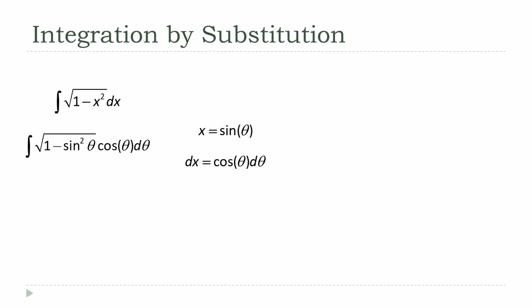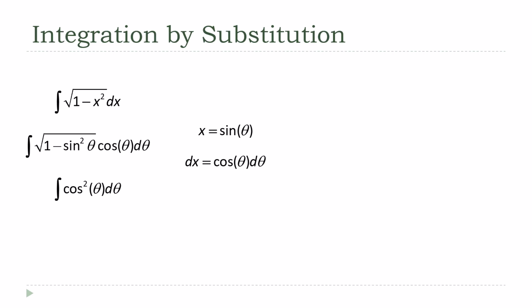Now, here's why I did that. The square root of 1 minus sine squared theta: 1 minus sine squared theta is cosine squared theta, and the square root of cosine squared theta is cosine theta. Times the cosine theta that's outside of the square root, this becomes the integral of cosine squared theta d theta.